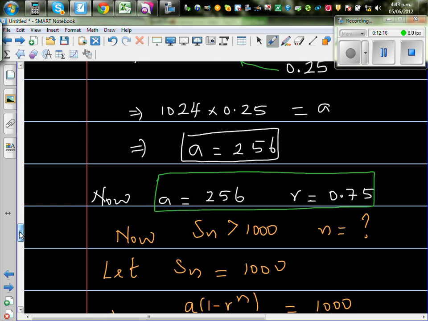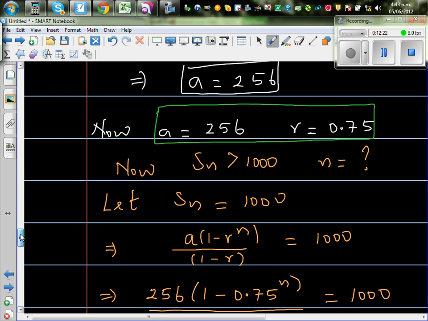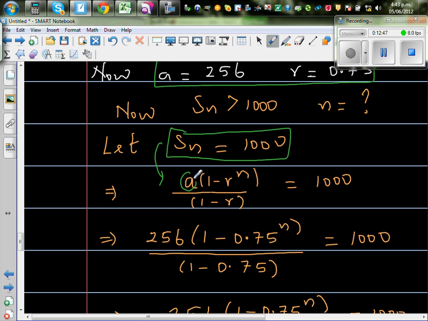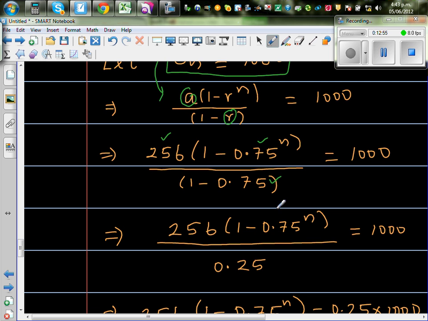So now the question is, for which n would your sum be greater than 1000? Okay, so that's your question. To answer this, I've let Sn equal 1000. So my question is, when would the sum become exactly 1000? So I use the Sn formula, which is A times 1 minus r to the power n over 1 minus r, and that is equal to 1000. Now we know A, which is 256, and we know r, which is 0.75, so I just substituted those two values and done a little bit of manipulation.